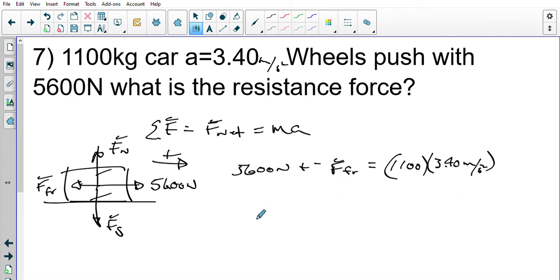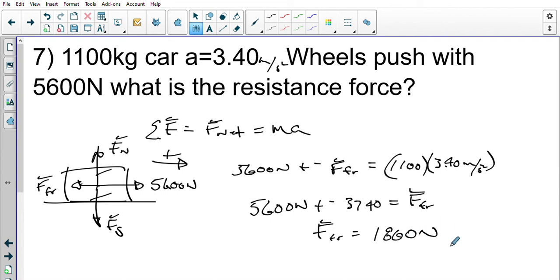So what's going to happen is we're going to have our 5,600 newtons. This is going to come over to that side. That's going to go to that side. So here we have a negative 3740. Now we call our force of friction. And so then our force of friction is equal to 1860 newtons. And it's going in the opposite direction.